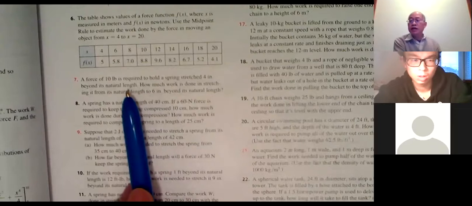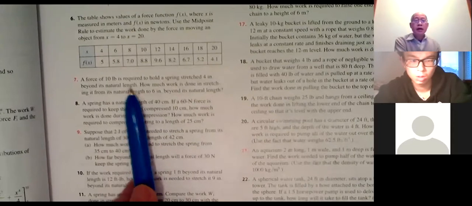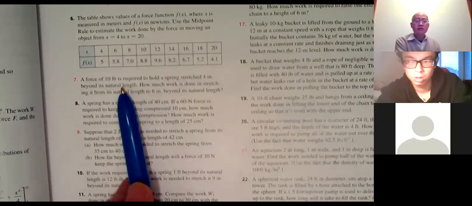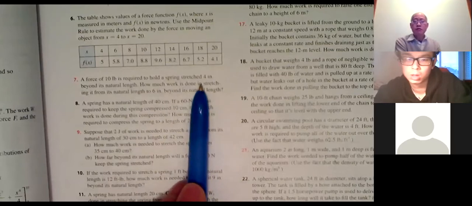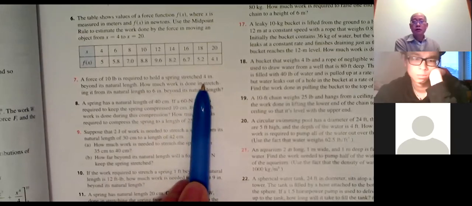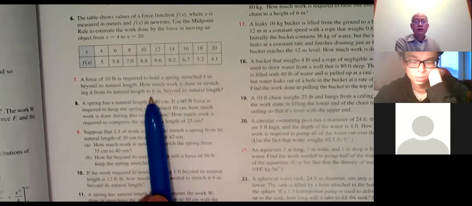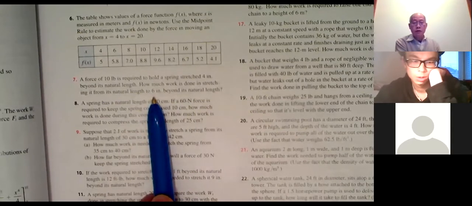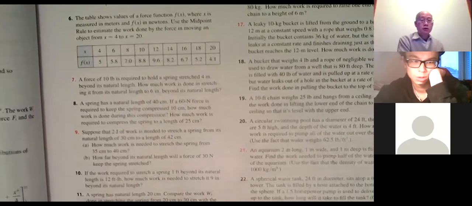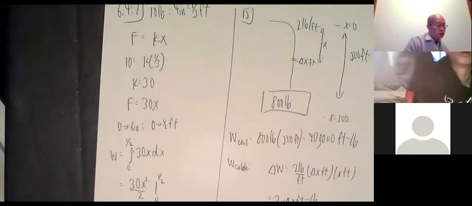We're doing the English system, and in the English system, it's pounds and feet. Now, they give it to me in inches, so I have to convert it to feet. So what is 4 inches? 1/3 of a foot. 6 inches, half a foot. Right? Okay, so I got all the key ingredients here.